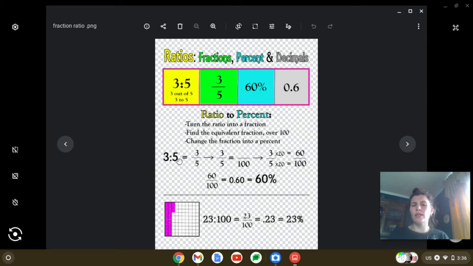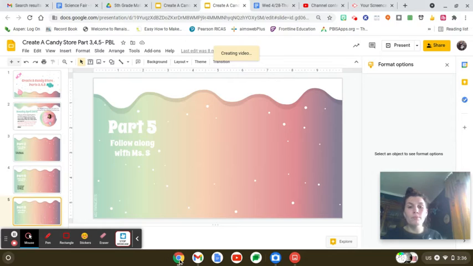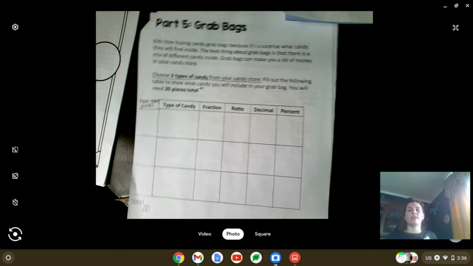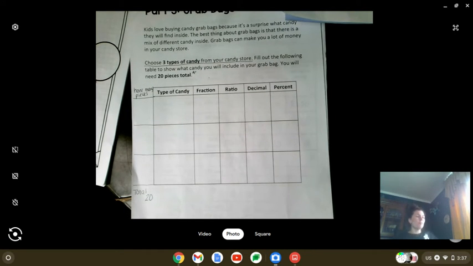If you look, a fraction is pretty much the same as a ratio. And then we divide fractions, or we turn the fraction to be over 100, and then that turns it into a decimal and then a percentage. So we are going to be able to find our decimals a little easier this time, instead of just dividing, because we are going to be doing a grab bag.